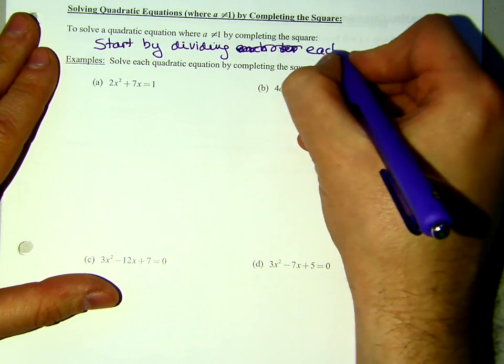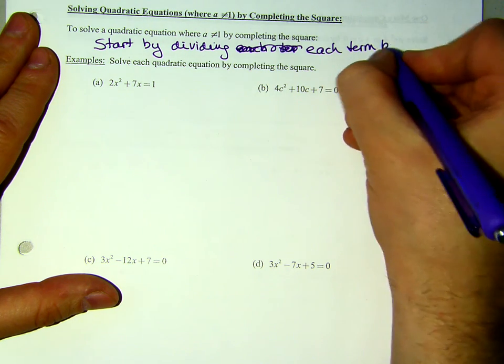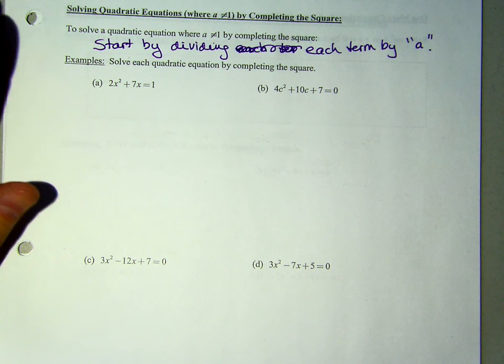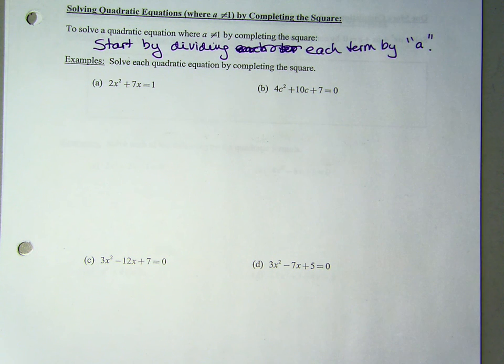Dividing each term by a, the number that came before the x squared. So yesterday, take a look back at the problems we did yesterday. They all started with just 1x squared. Yeah, but the ones that we did with the box, that's not solving by completing the square, though. That's the difference. That's solving by factoring.